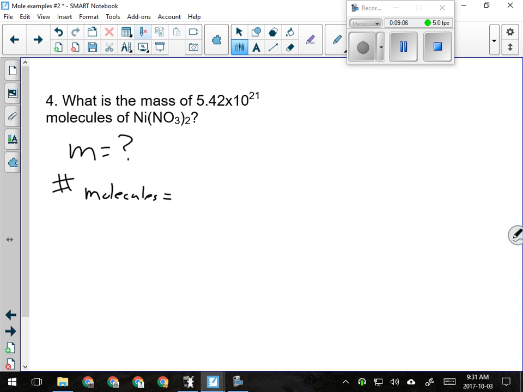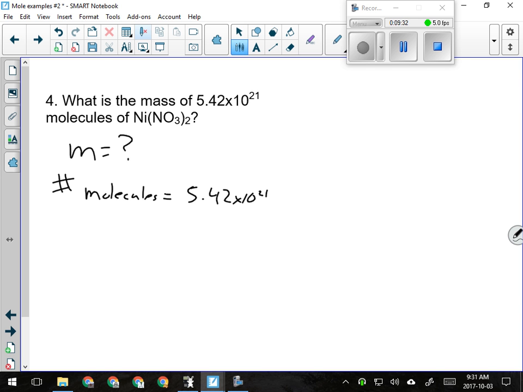In the last question, I just used Avogadro's number multiplied by the number of moles to get the number of molecules. What do you suppose I need to do with this one? Yeah, I already have the number of molecules, so now I want to divide by Avogadro's number, because that will give me the number of moles, right? The number of molecules is 5.42 times 10 to the 21, so a lot less than a mole.